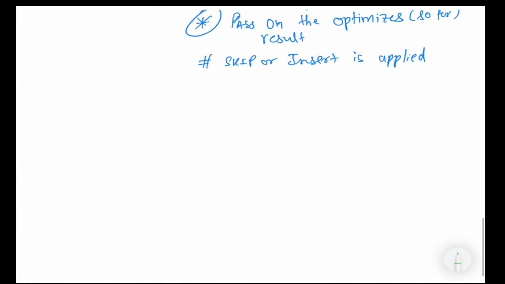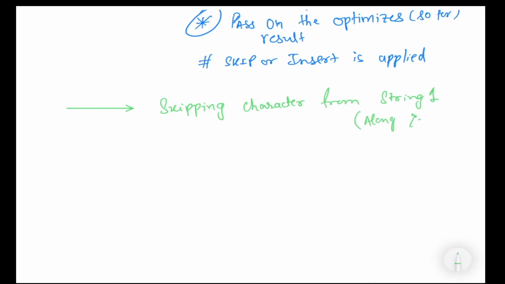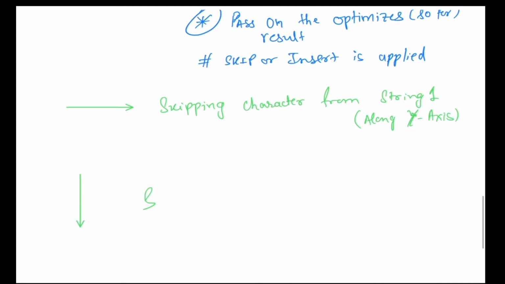And actually I would like to give this conclusion a little bit more space. So if we are moving rightwards along our table, what we are doing is we are skipping a character from string 1, and string 1 is along the y-axis, that is vertically placed. So with respect to it, we are skipping a character, and we are moving downwards. We are going down the table.